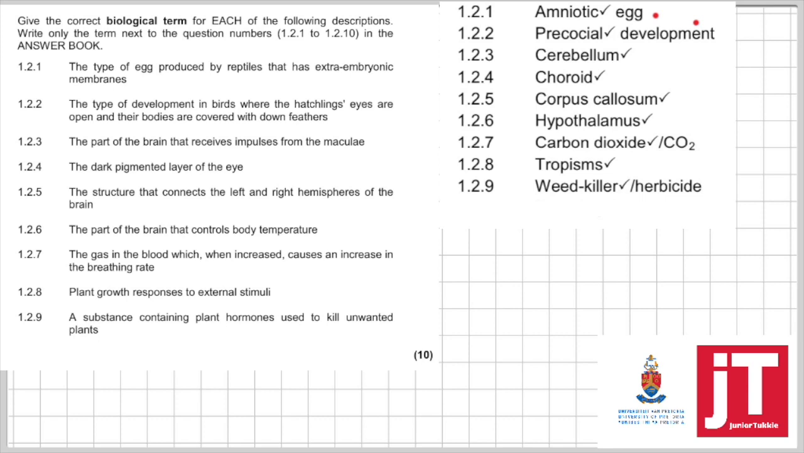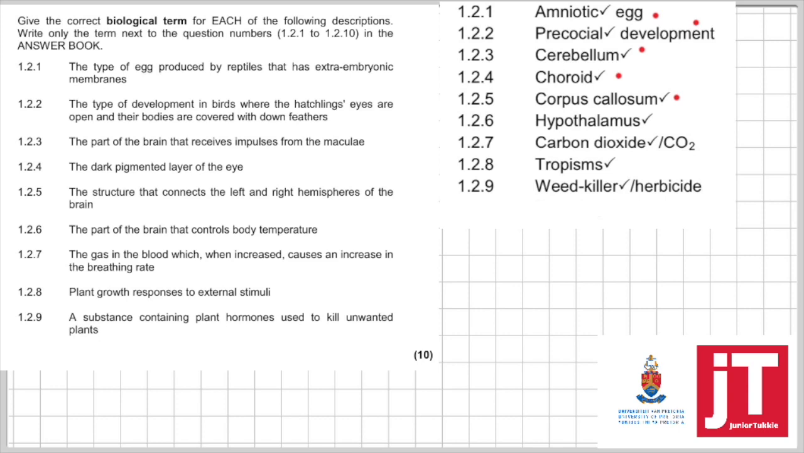1.2.3. The part of the brain that receives impulses from the macula, that will be the cerebellum, because the macula is responsible for balance, and the part of the brain responsible for balance is the cerebellum. 1.2.4. The dark pigmented layer of the eye is the choroid. Make sure you spell this word correctly. 1.2.5. The structure that connects the left and right hemispheres of the brain, that will be the corpus callosum.